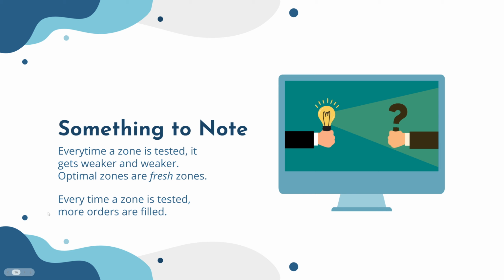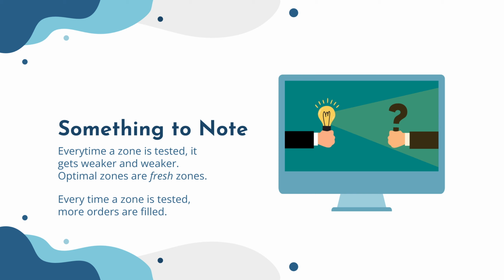All right. Something to note, this is what I was telling you guys about earlier. Every single time a zone is tested, it gets weaker and weaker. So your optimal zones are going to be your fresh zones. Every single time that a zone is tested, more orders get filled, right? Every single time you come back down to that area, you get another order that's filled, and then another order that's filled, to the point where now you have a very minimal amount of orders that are sitting there.